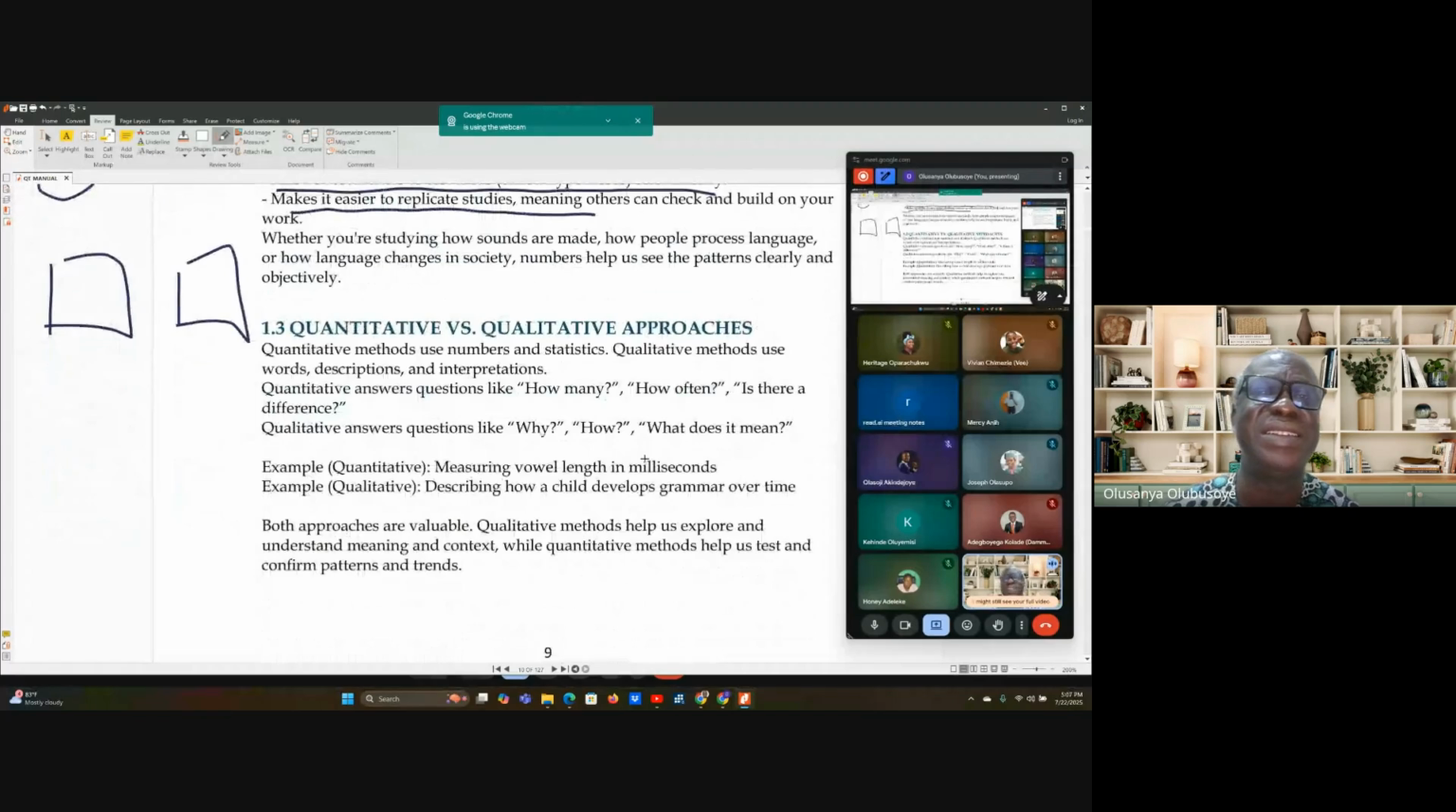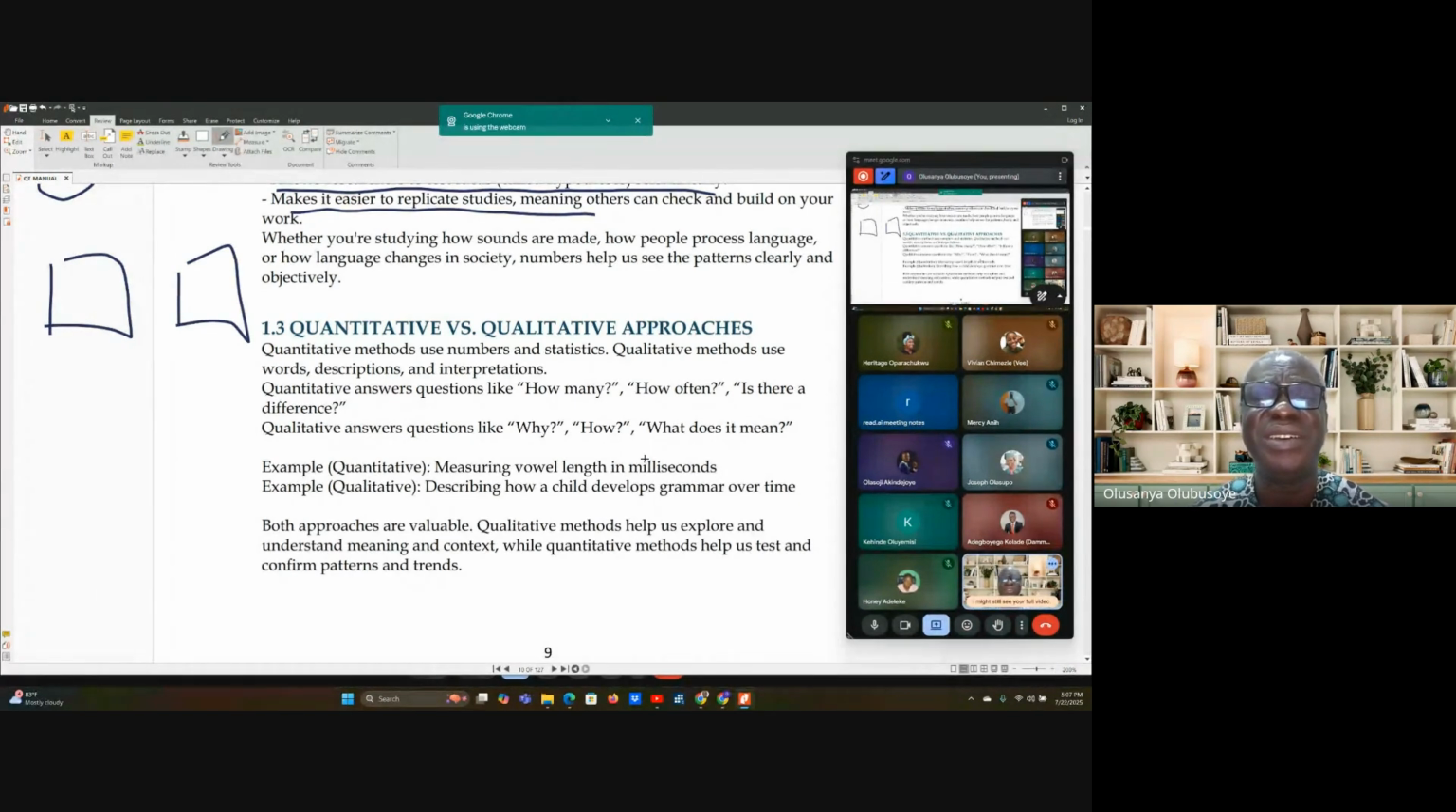Now let's look at two approaches. We've been talking about quantitative, but we could also have qualitative. So how do we distinguish between quantitative and qualitative? I'm very sure that most of you have been using the qualitative approach before now, which is simply to answer questions like why, how, what does it mean?